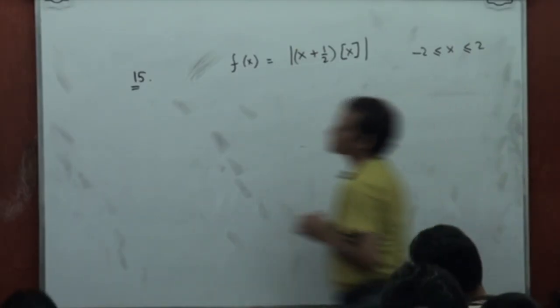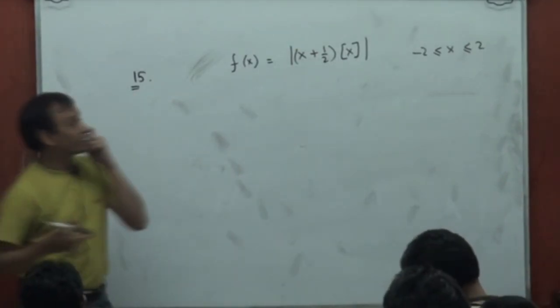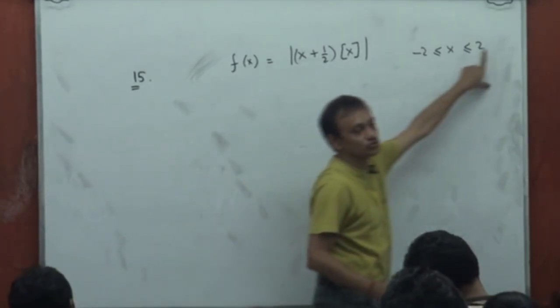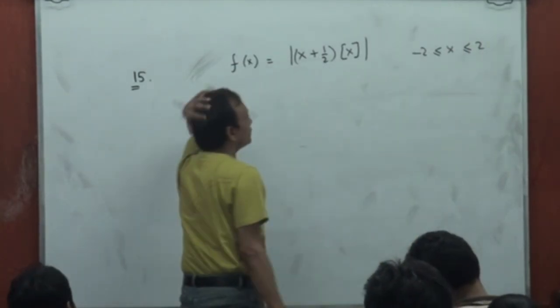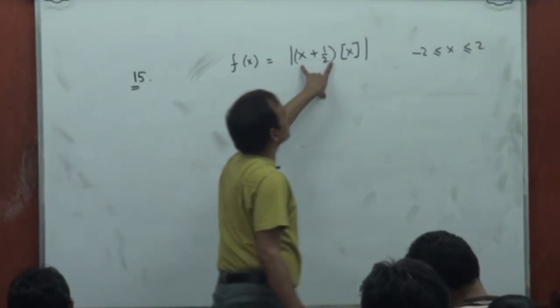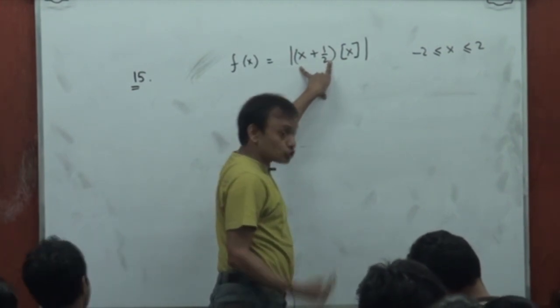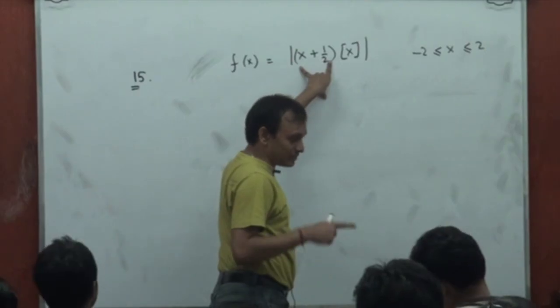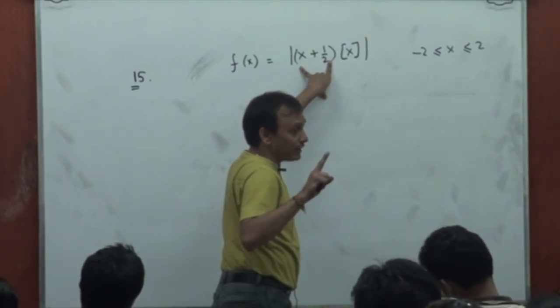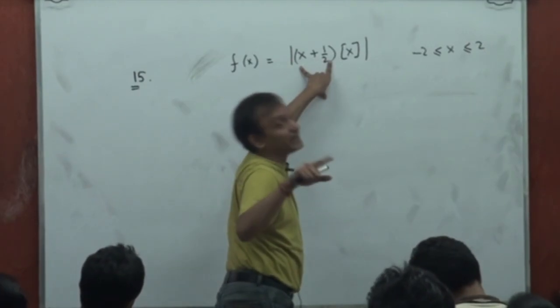We want to check this function for continuity and differentiability in the interval minus 2 to 2. Right? Now, there are two kinds of function here. Mod x plus half, which would change behavior at x equal to minus half. To the left of x equal to minus half, it will be minus of x plus half. To the right of x equal to minus half, it will be x plus half.